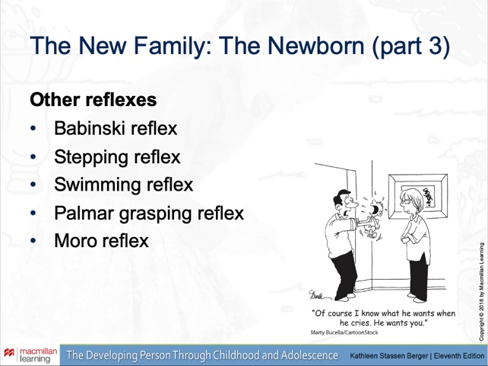The swimming reflex. When held horizontally on their stomachs, newborns stretch out their arms and legs. The palmar grasping reflex. This is when something touches a newborn's palms, the newborn grips it tightly. And lastly, the Moro reflex. This is when someone bangs on the table they are lying on. Newborns fling their arms outward and then bring them together to their chests, crying with wide open eyes.